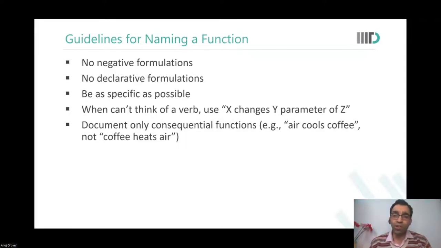And if we can't really think of a good verb, let us simply use something like, the function carrier changes Y parameter of the object of the function. So function carrier hammer changes the position of the nail.